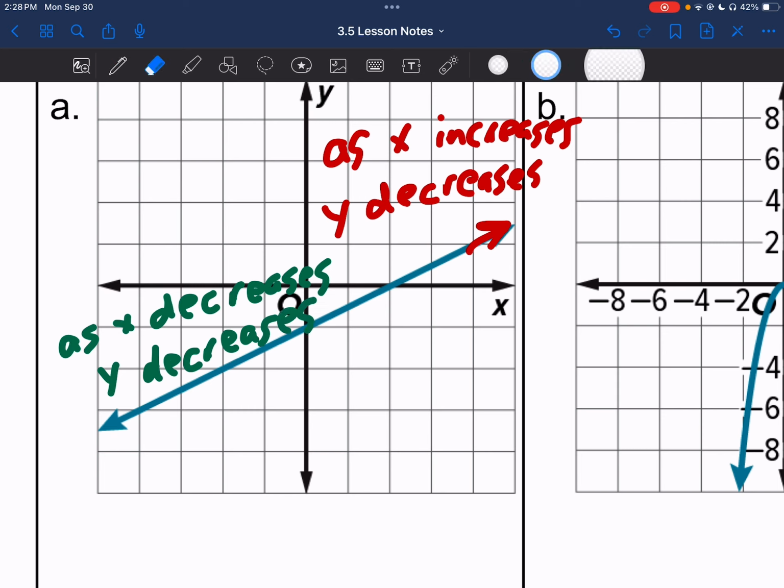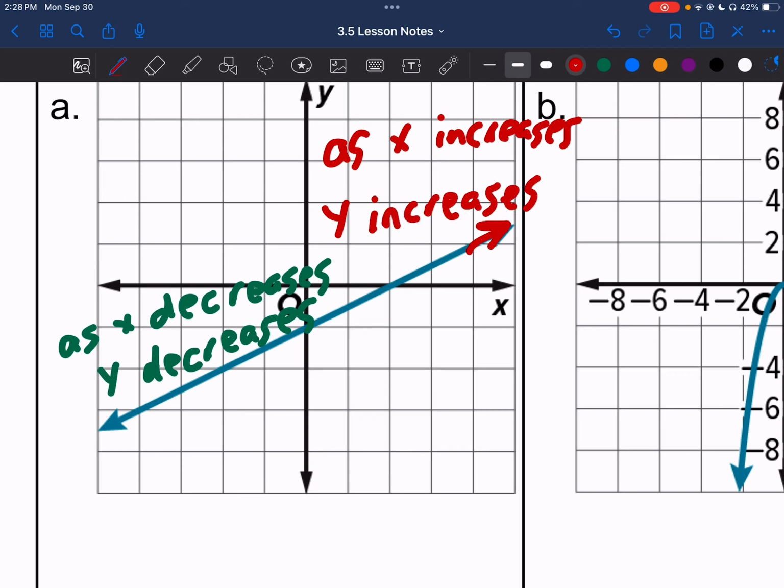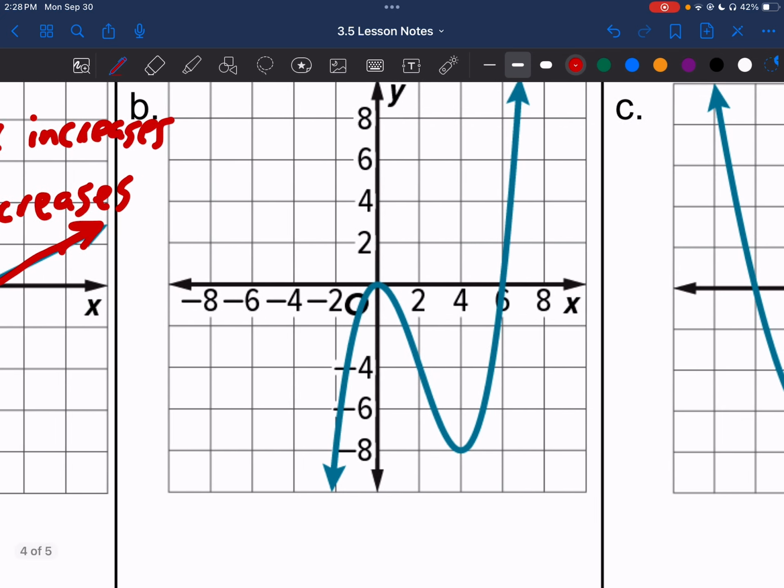Sorry, the red one is wrong. As x increases, y increases. Right? Our x values are getting bigger, our y values are getting bigger as we move to the right. As we move to the left, they're both getting smaller. Now, letter B, again, we're focusing on the end of the graph. So on this end of the graph, as x increases, what's happening to our y values? They're continuing to go up.